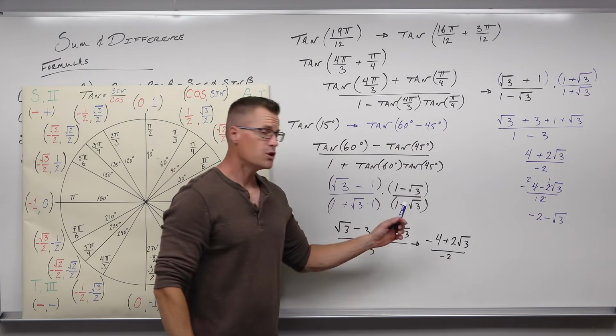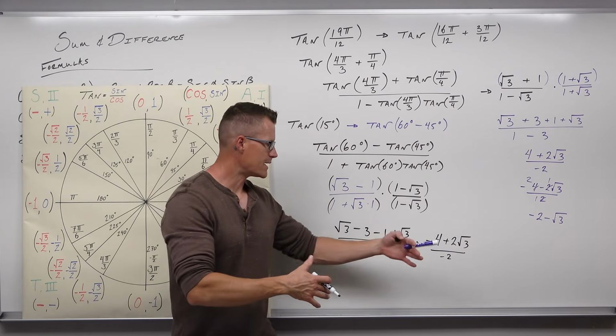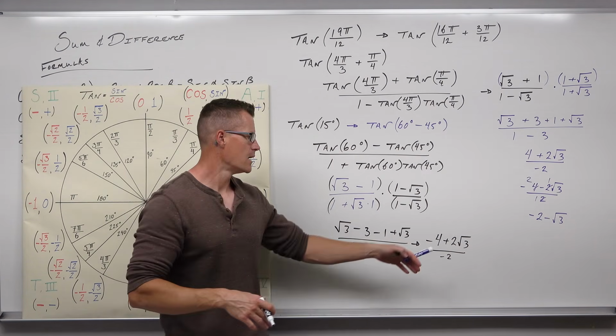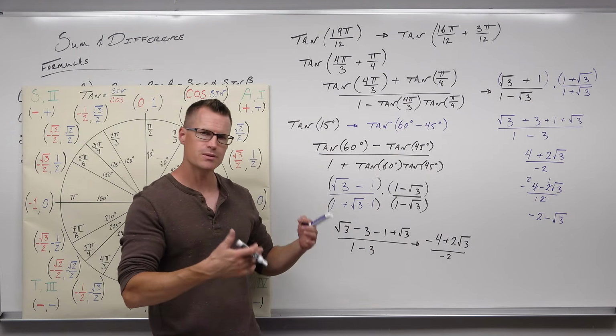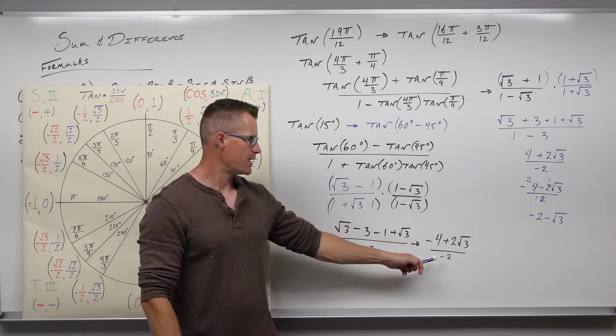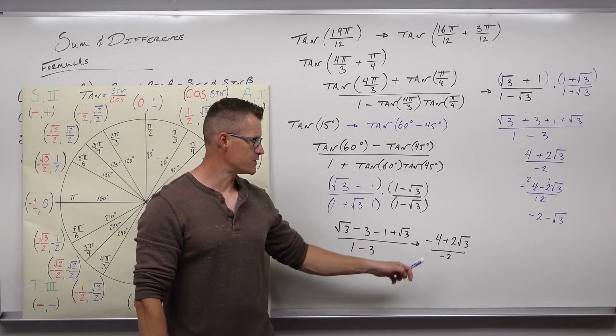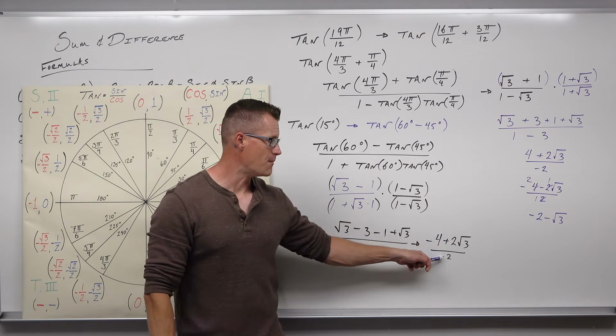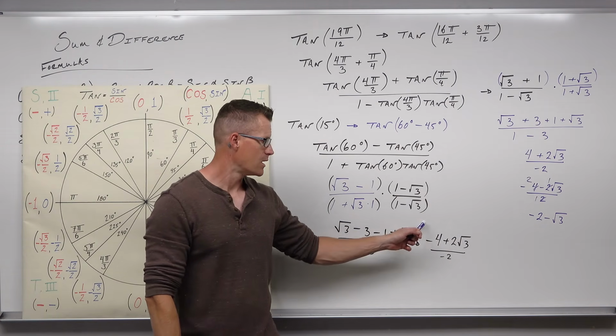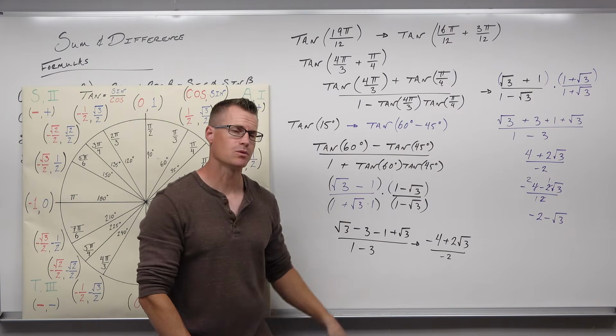Over negative 2. You can simplify right now. If you want to divide everything by negative 2, you totally can. You can factor out 2 or negative 2 and simplify however you want. If I take both of these terms and divide by negative 2, we'll get positive 2 minus, positive divided by negative is a negative, square root of 3. So the answer is 2 minus square root of 3.